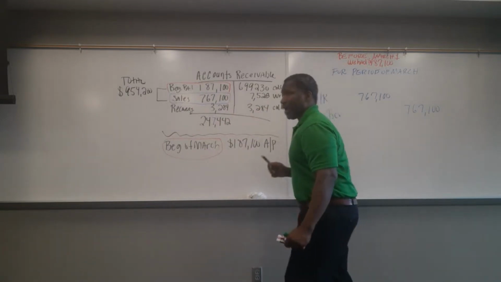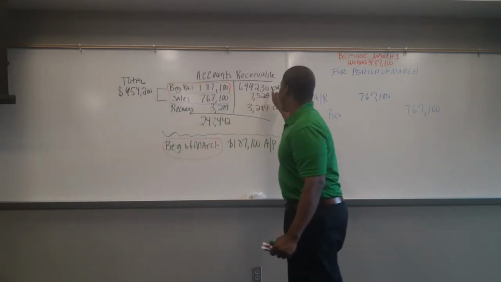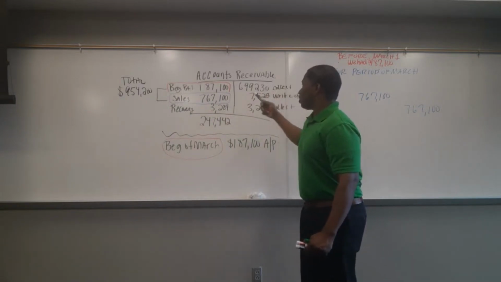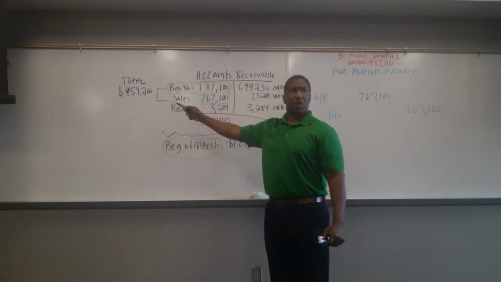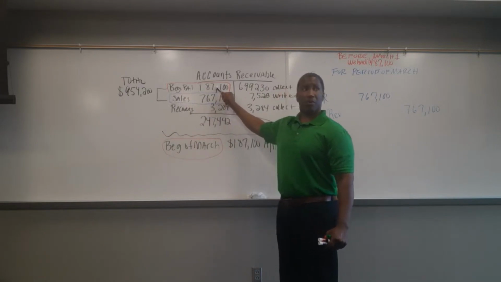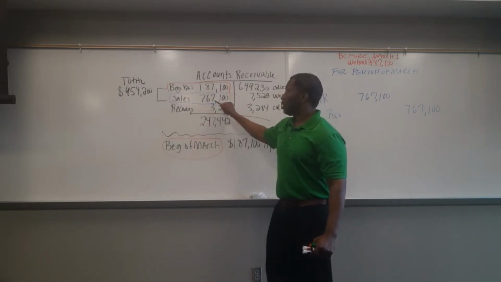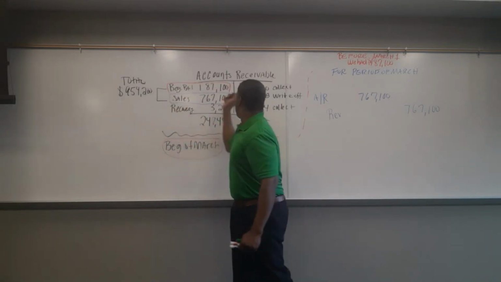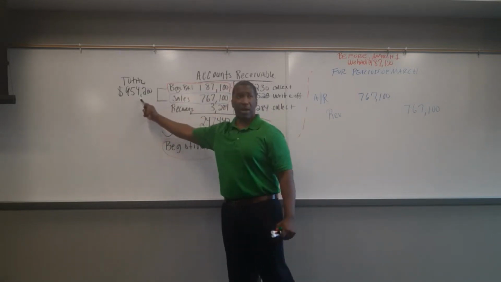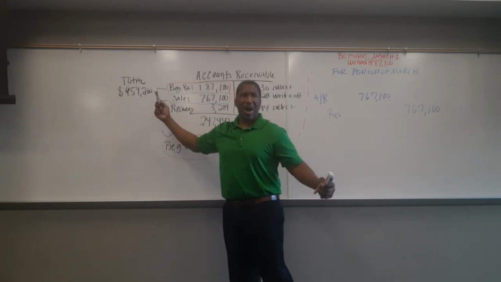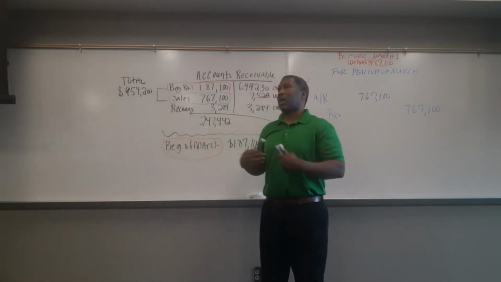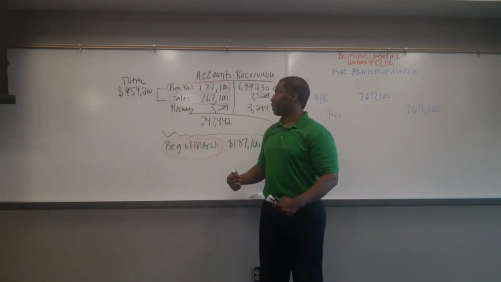When we say we had collections of $699,230, do you see how this worked? Out of everything we previously sold, plus what we sold this year, we're collecting $699,000 of this right here. Everybody okay with that? Why are we collecting so much? I don't know, but let's always make up a story to go along with it.